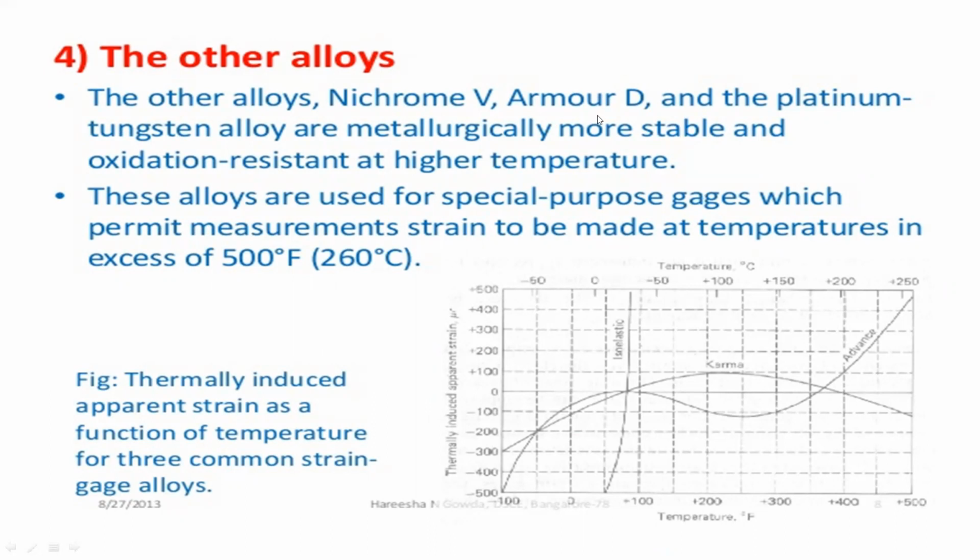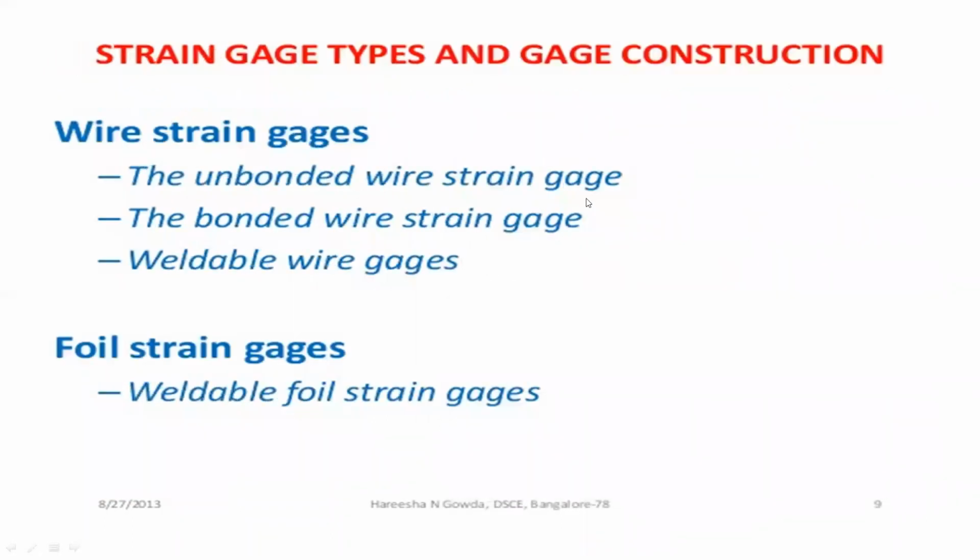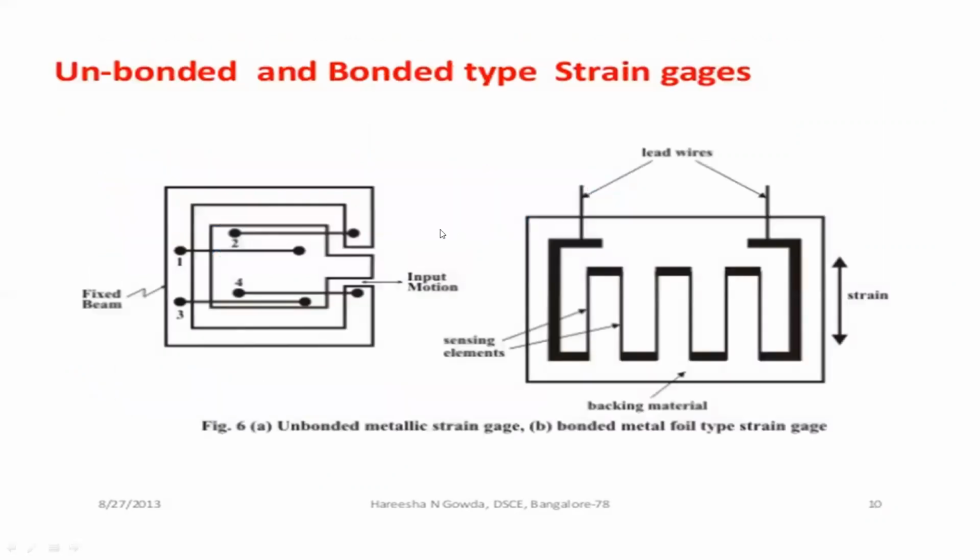And next one, what are the types of strain gauges, and what is the gauge construction? We already know about these types of strain gauges: bonded wire strain gauges and unbonded wire strain gauges, weldable wire gauges, and foil strain gauges. You can see what the unbonded wire strain gauge is and what the bonded wire strain gauge is. You can see the unbonded and bonded types of strain gauges.